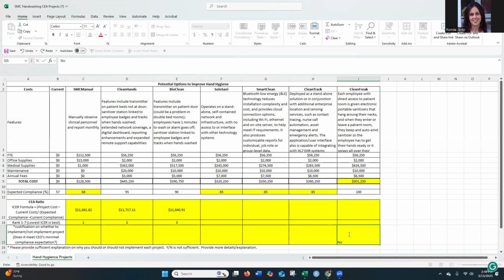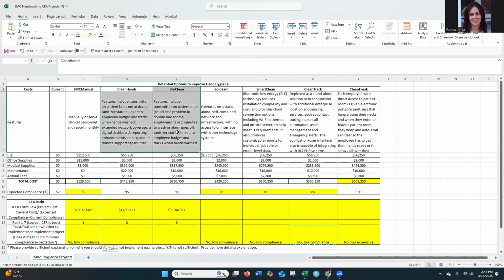You're going to have a justification in each cell. If you do not have a justification in each cell, our supervisor won't know whether we should justify this or not. So for this one, I'll write no, too expensive, right? This one is low compliance. No, low compliance. And then we know we can Control C and Control V these because we know those won't work. So then we can choose between clean hands and BioClean.